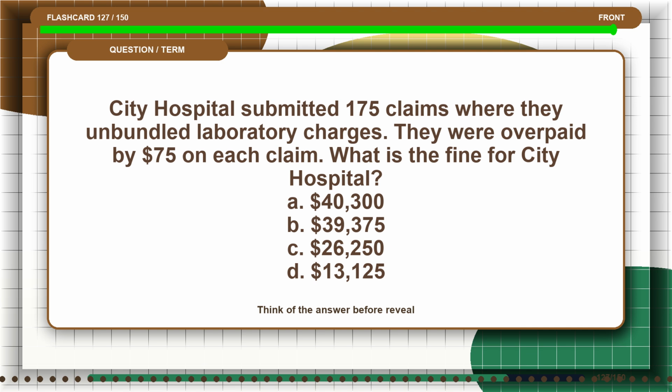Flashcard 127. City hospitals submitted 175 claims where they unbundled laboratory charges. They were overpaid by $75 on each claim. What is the fine for City Hospital? A. $40,300. B. $39,375. C. $26,250. D. $13,125. Think of the answer before the reveal.